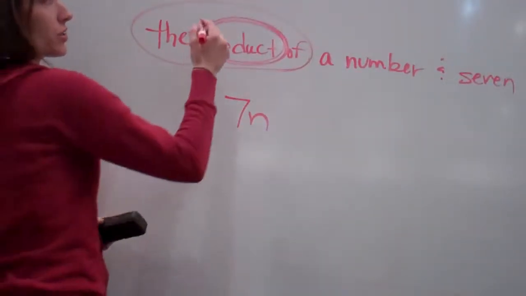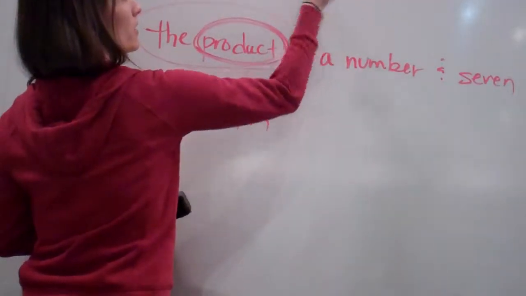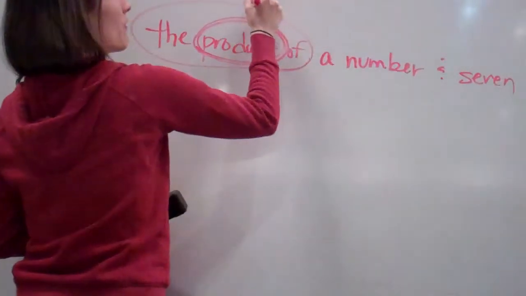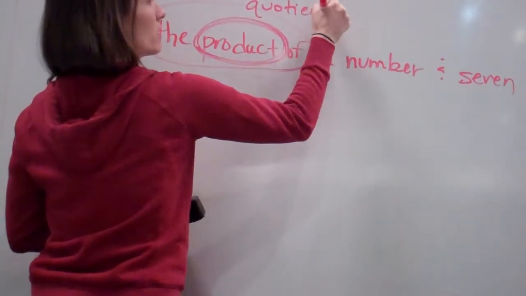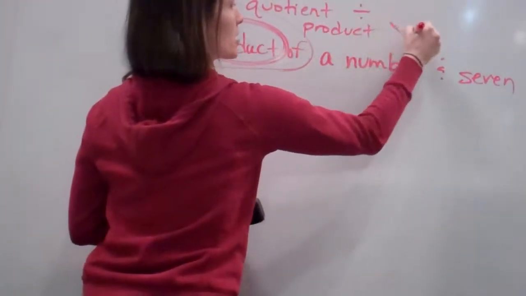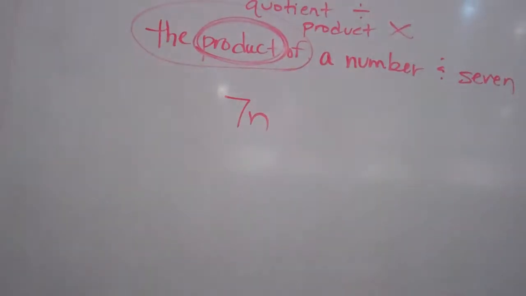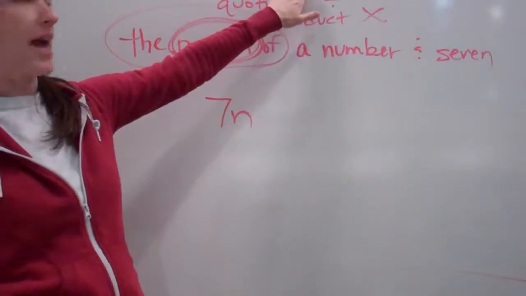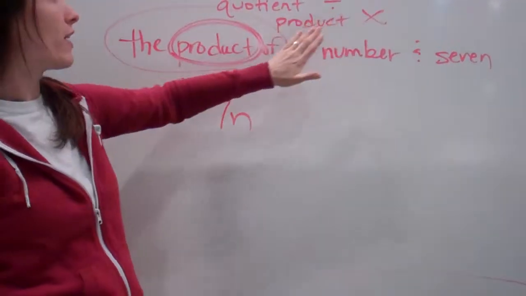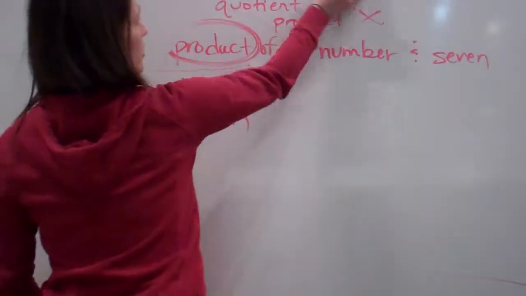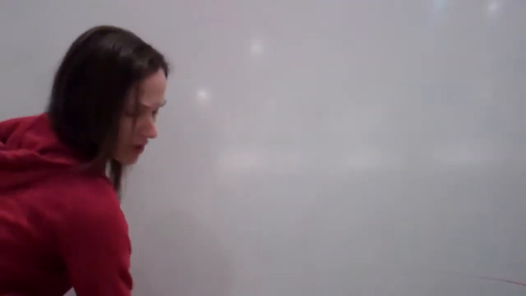Sum is adding. If it tells you to find the difference of something, it's subtracting. If it tells you to find the quotient, it's dividing. If it tells you to find the product, it's multiplying. If you do not know those, you need to. Find the difference, you're going to subtract. Find the sum, you're going to add. Find the quotient, you're going to divide. Find the product, you're going to multiply. Got it? Then I think the last one says this.